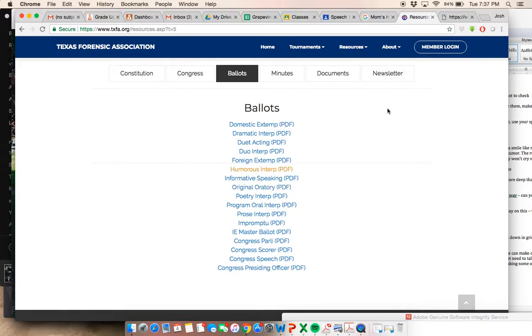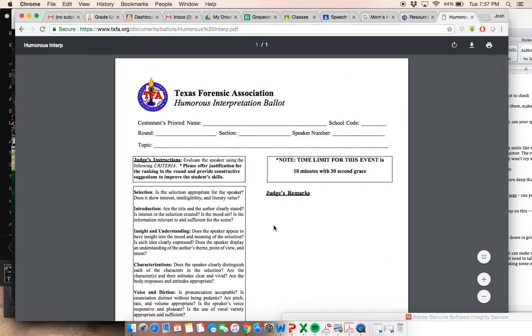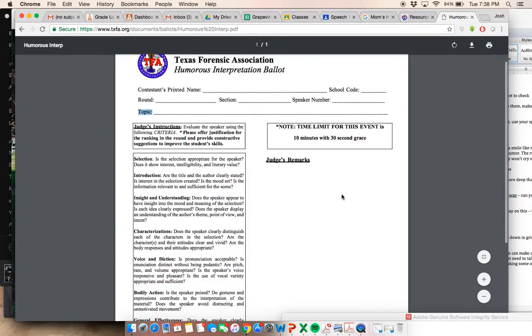So in talking about some of the interpretation events, I'll start with humorous. Again, same structure at the top. Printed name, school code, round section, speaker number. Where it says topic, that's just the title of the piece. So again, using my example from earlier, I might do Twisted by Laurie Halse Anderson. You'd write that in right there.